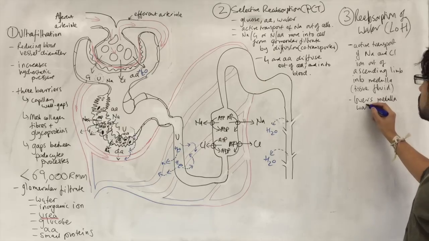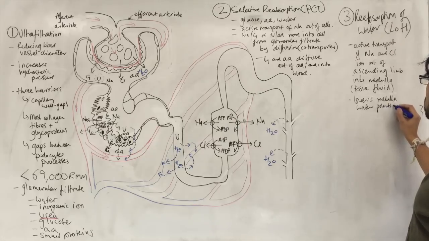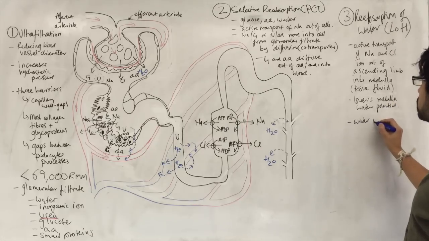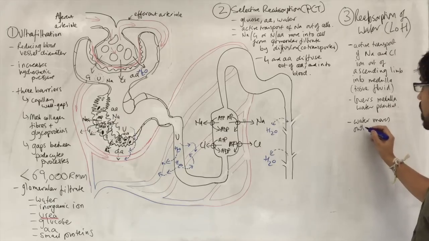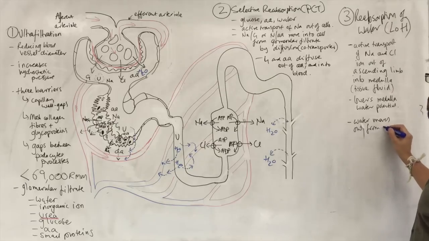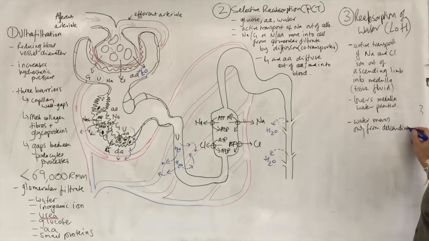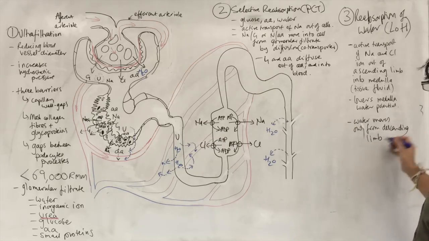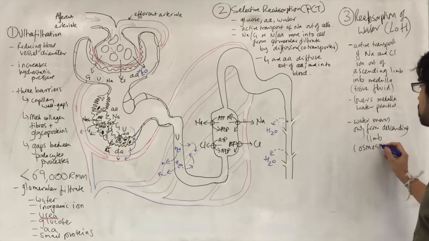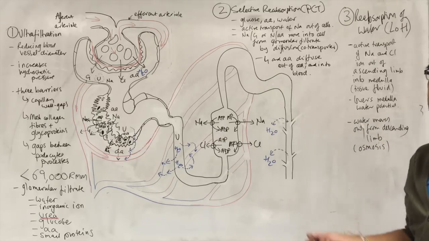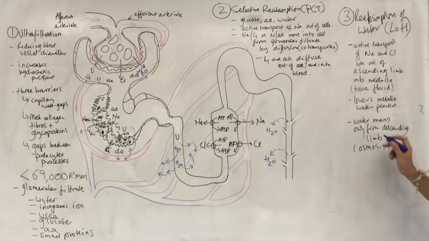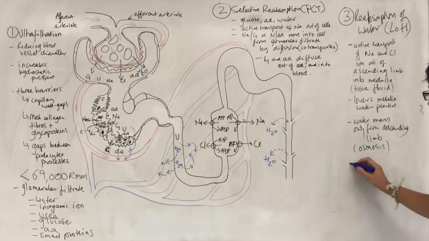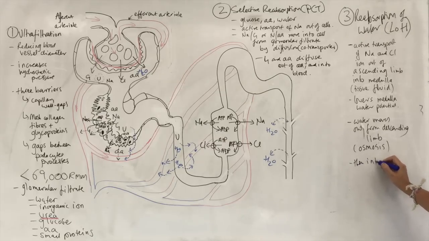Okay, so into the tissue fluid, lowers the medulla water potential, water moves out from the descending limb. Okay, water moves out from descending limb. Remember, we must always mention osmosis, diffusion, active transport. These are important things. So it's moving out as a result by osmosis and then into the capillary. Okay, and there we have it.